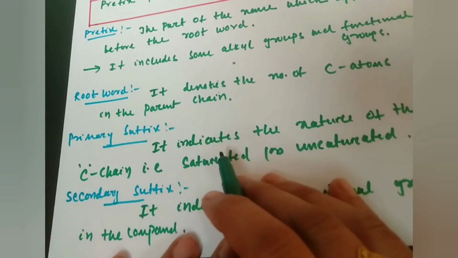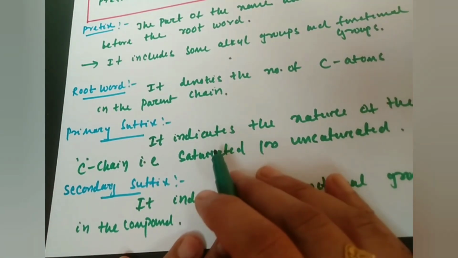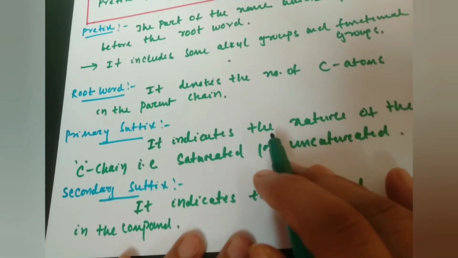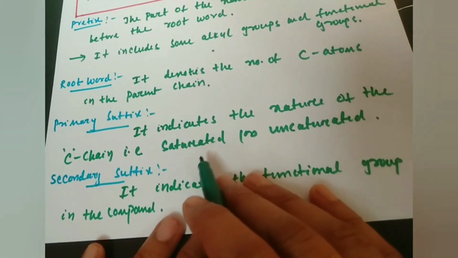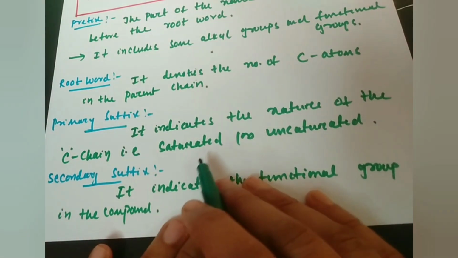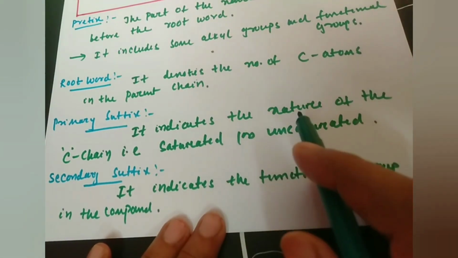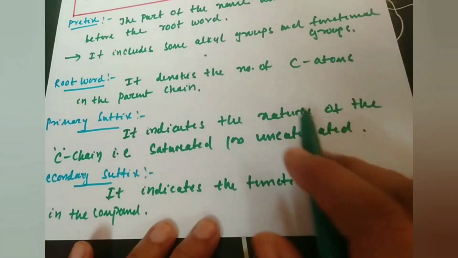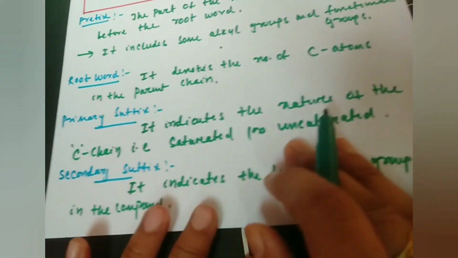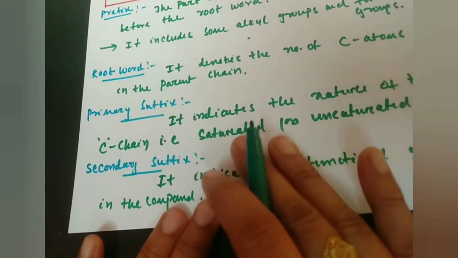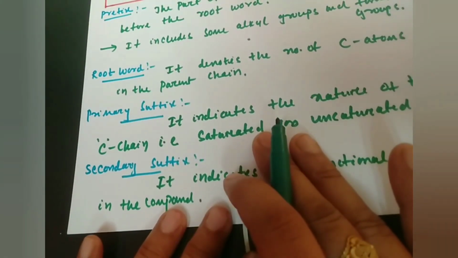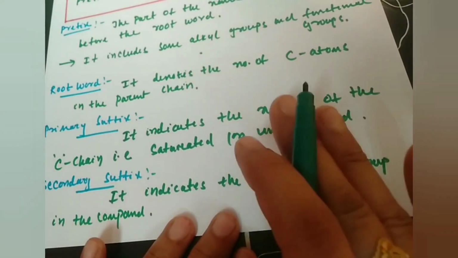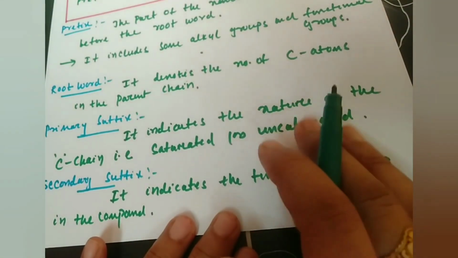Similarly, what is primary suffix? Primary suffix means the linkage which is present between the carbon-carbon bond. It indicates the nature of the carbon chain. Nature of the carbon chain means in between two carbon atoms that may be a single bond, a double bond, or a triple bond. A single bond means it is saturated, and a double or triple bond means it is unsaturated. If a carbon-carbon single bond is present, the primary suffix is ANE; if a carbon-carbon double bond is present, it is ENE; and if a carbon-carbon triple bond is present, then it is YNE.